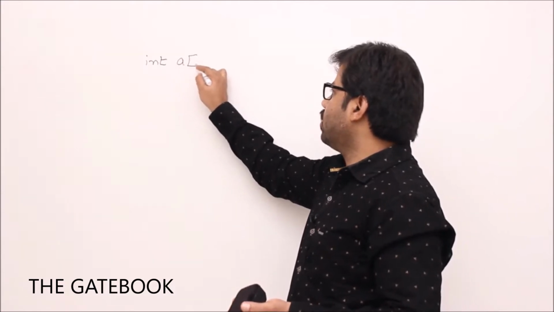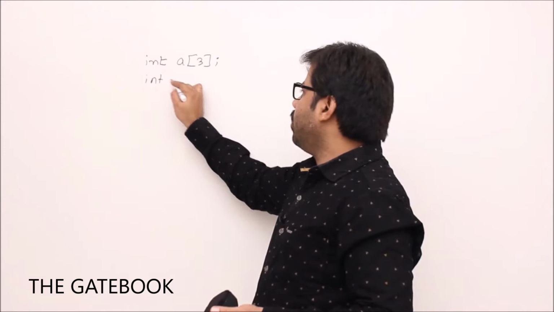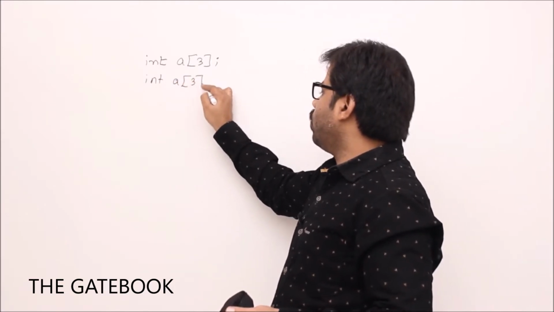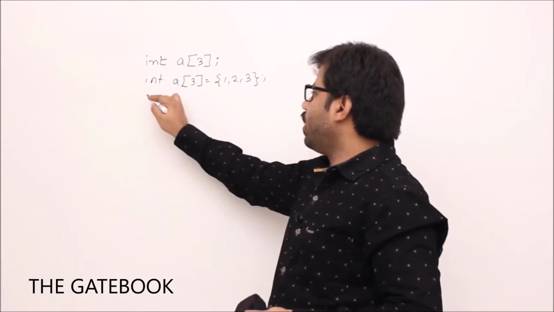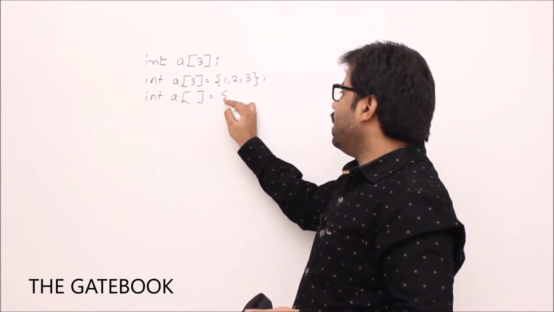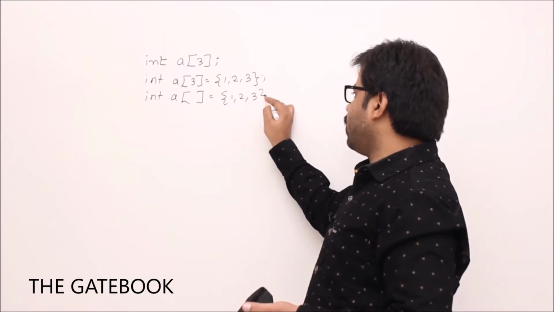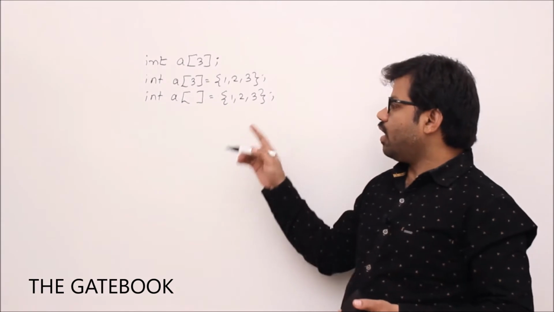Then we do it like this. This is one way we can do it: int a[3]. Second one, int a[3] = {1, 2, 3}. Otherwise, you can do it like this without mentioning the size of the array, but initialization is compulsory for that kind of thing. So these are the three things you can do. We'll see the meaning of everything.